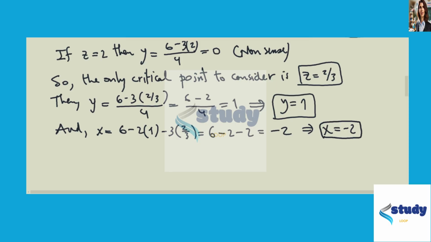Sorry. 6 minus 2 is 4, minus 2 is 2. No, negative. It cannot be negative. In fact, it's not negative. It's me that made a mistake. So it's 2. So x is equal to 2. So the dimensions of the box are 2, 1, and 2/3.